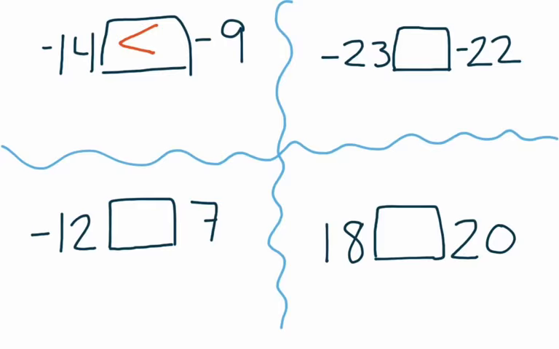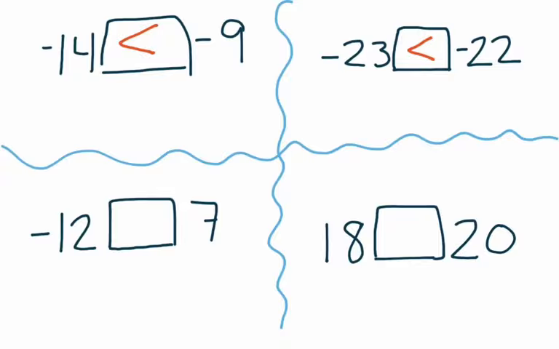For the next problem, we have -23 and -22. They're both negative again. So which one's going to be farther away from 0, or which one's going to be more negative? And that would be -23 is less than -22.